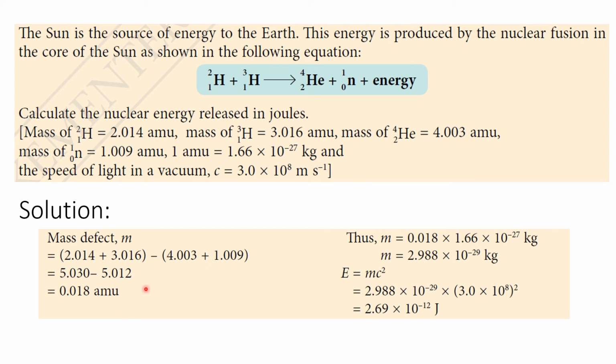Now, your mass defect is in AMU, so you convert the unit of AMU into kilogram. And then you will know that the mass defect is 2.988 times 10 power negative 29 kilogram. After you know the mass defect, you proceed to the formula E equal to mc squared, and you substitute everything so that you can get the nuclear energy released. The nuclear energy released in this reaction is 2.69 times 10 power negative 12 joule.